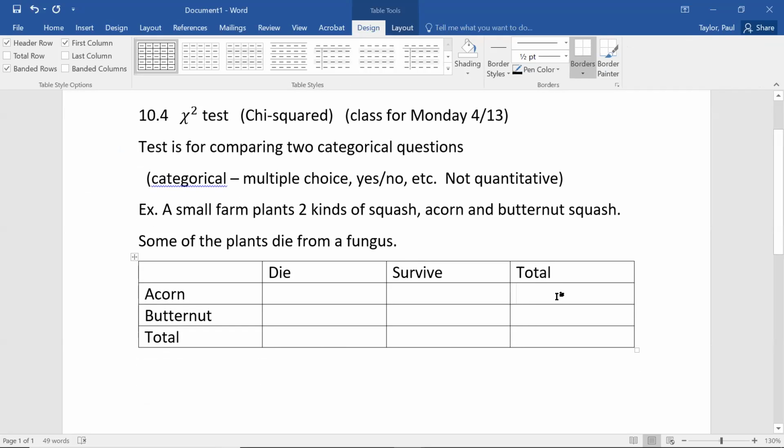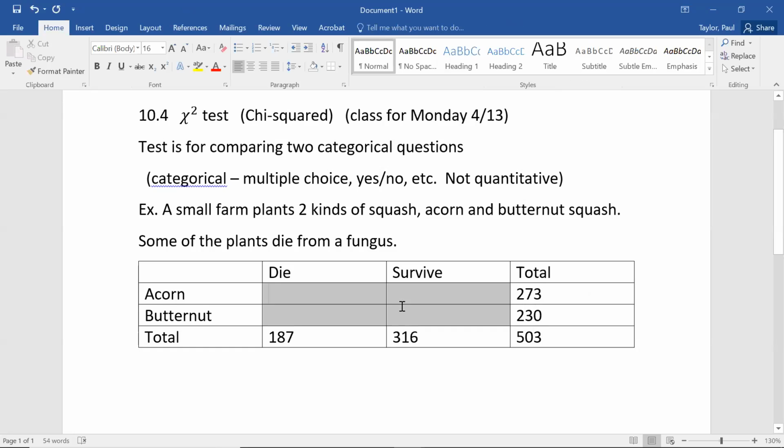Okay, so how many plants do we have? Well, we have 273 acorn squash plants and 230 butternut squash plants. That gives us a total of 503 plants altogether. How many of the acorn squash die and how many survive? I'm actually not going to tell you that right now. That's going to come later. What I am going to tell you is out of the 503 total, 187 died and 316 survived.